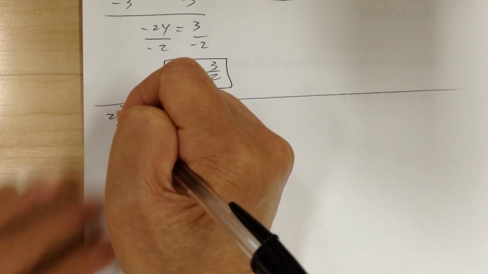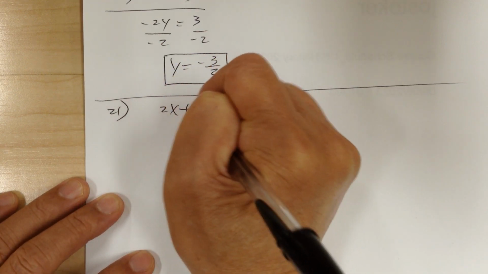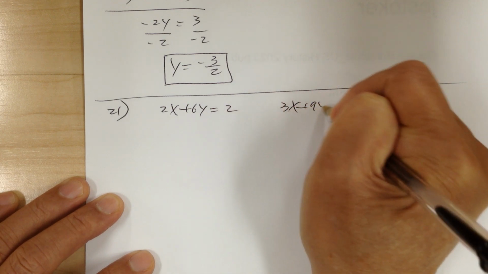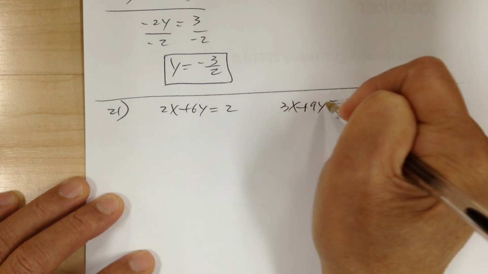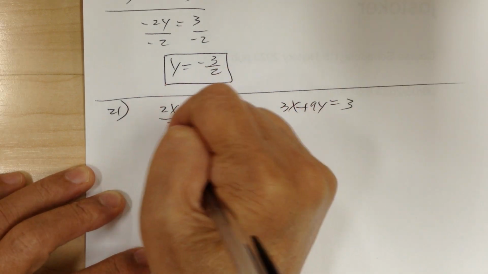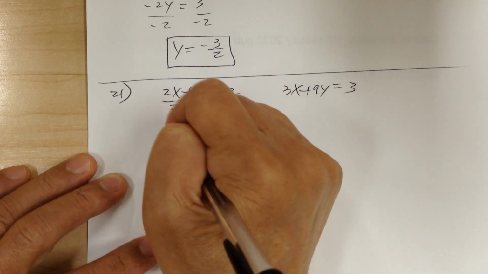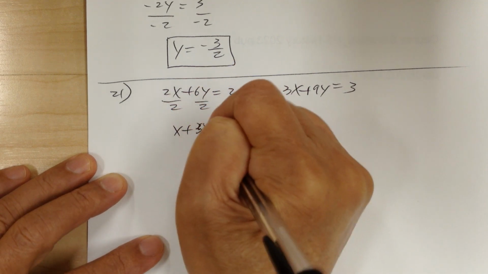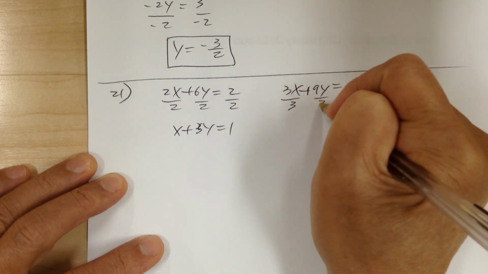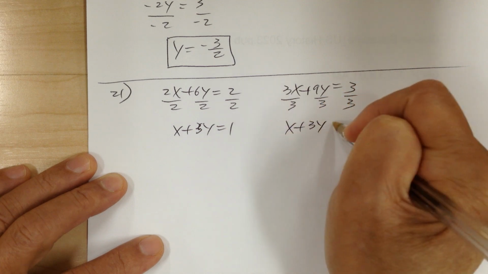Okay, 21. You got 2x plus 6y equal to 2, and you got 3x plus 9y equal to 3. Again, all these are multiples of 2, so I'm going to divide it by 2 to lower the number. When you lower the number, it's easier to work with. So you got x plus 3y equal to 1. And this one, I'm going to divide it by 3. So I got x plus 3y equal to 1.